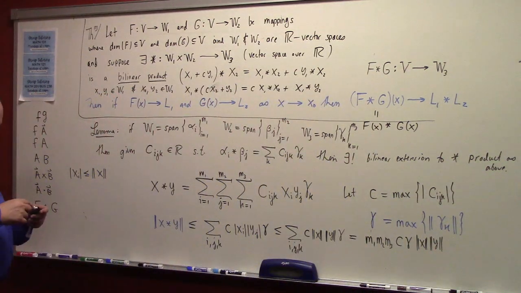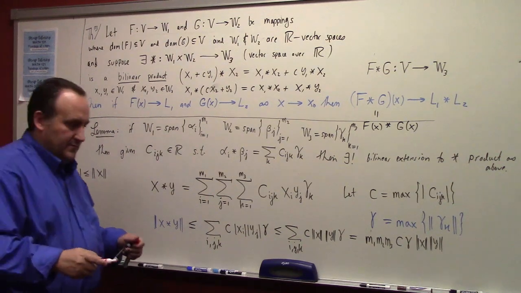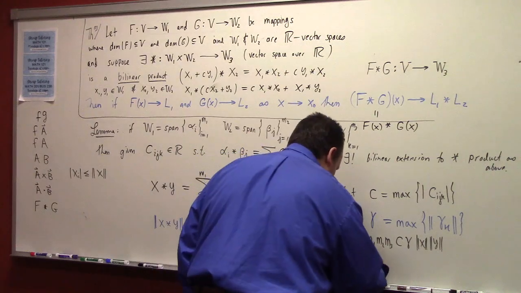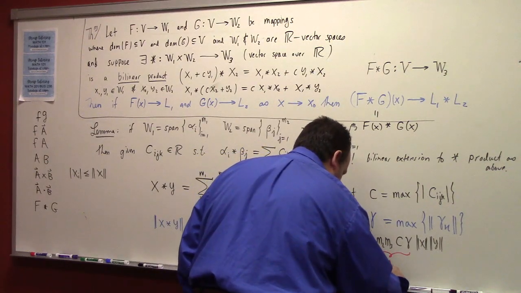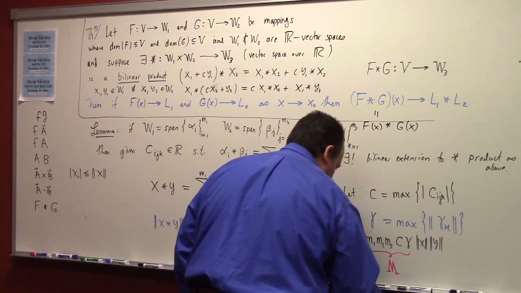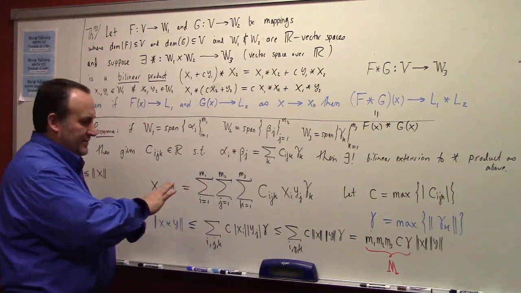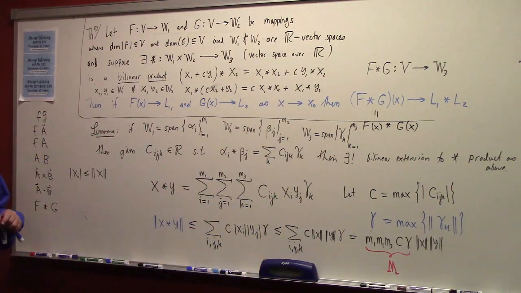And I would point out that we might as well just call this whole giant mess right here, we might as well just define that to be big M. Because it's independent of x and y. You see that? It's independent of x and y. It's just a characteristic of the product that we're dealing with.